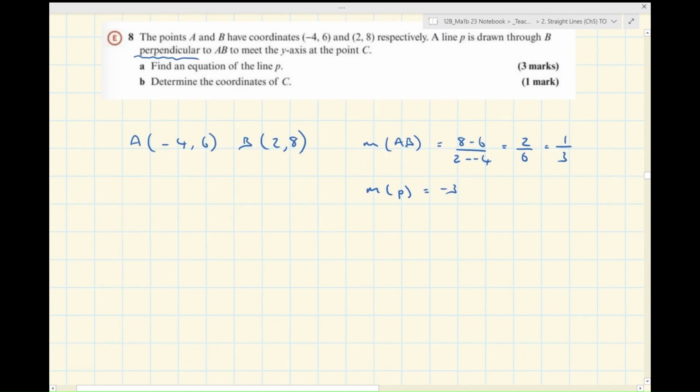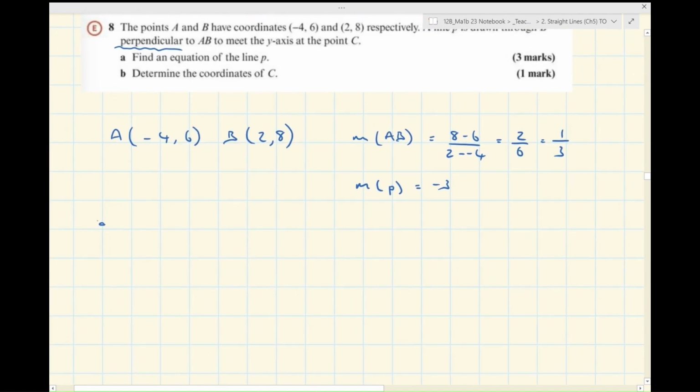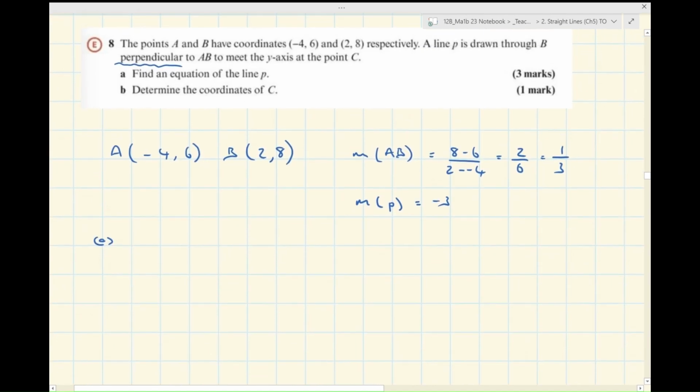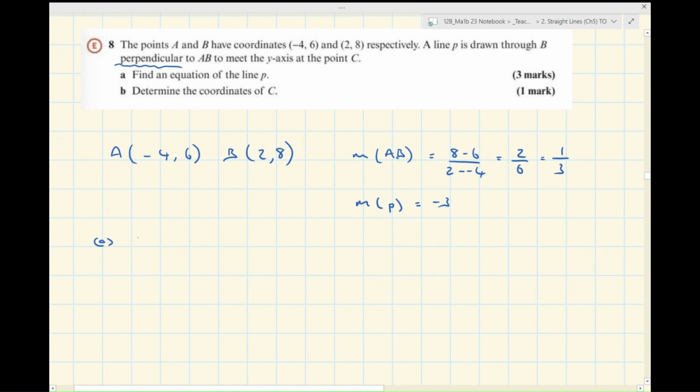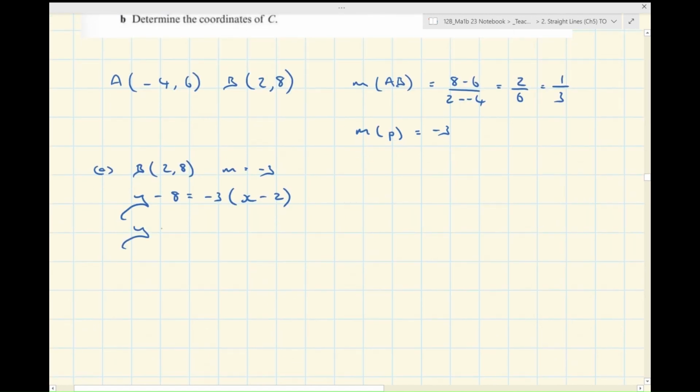So I'm looking to write down the equation of the line which goes through B, so it goes through 2, 8, and it has a gradient of minus 3. y minus y1 equals the gradient multiplied by x minus x1. So let's simplify that. y minus 8 equals minus 3x plus 6. So y equals minus 3x plus 14.